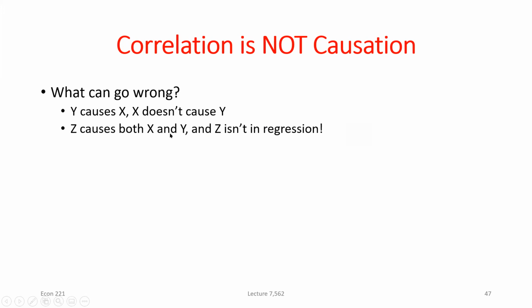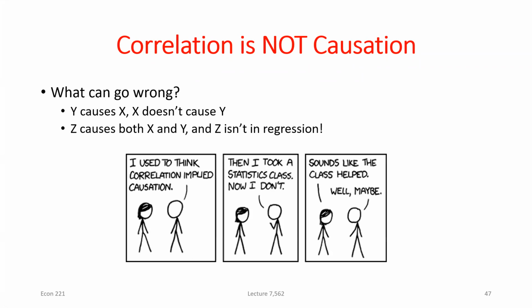Or it could be that we had these two variables, X and Y, Z is causing both of them, but Z is not in the regression, right? So it's going to look like these two things are highly correlated, which they are, but it's not that one of them is causing the other. It's that this outside factor, this other variable Z, is causing both of them, and we don't have that in our data set or as part of the equation.